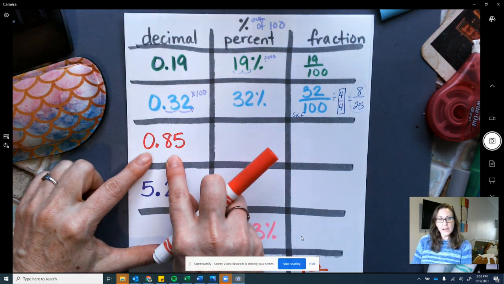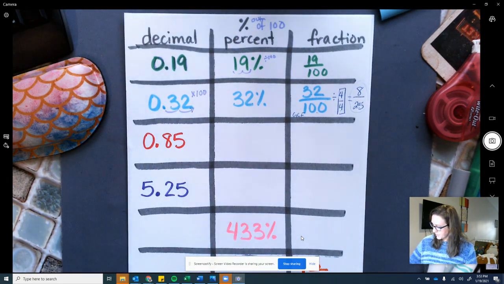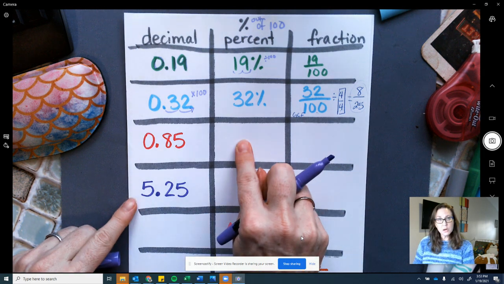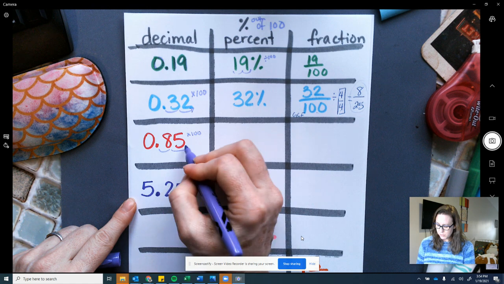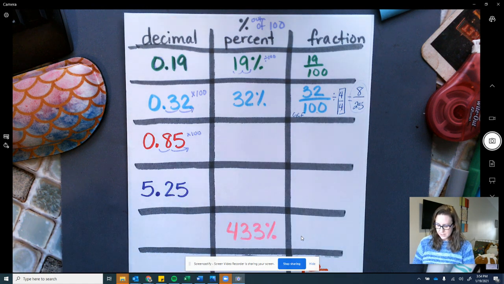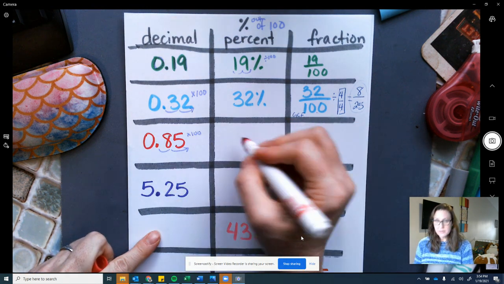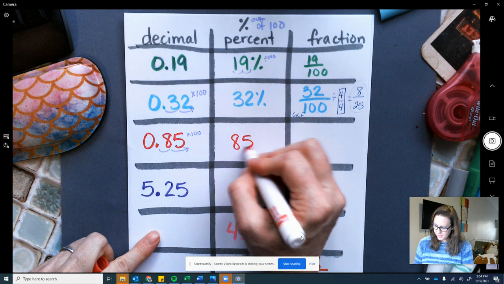Okay, if we have 85 hundredths, to get to our percent, we multiply by 100, which means we move the decimal point over to the right 2 places, and that becomes 85%.